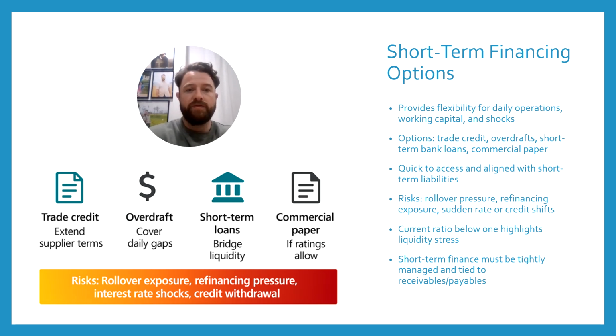Heavy use forces constant refinancing and exposes the business to sudden changes in interest rates or credit supply. For Yope, with a current ratio below 1, short-term finance can stabilize liquidity, but it must be tightly managed and linked directly to receivables and payables.